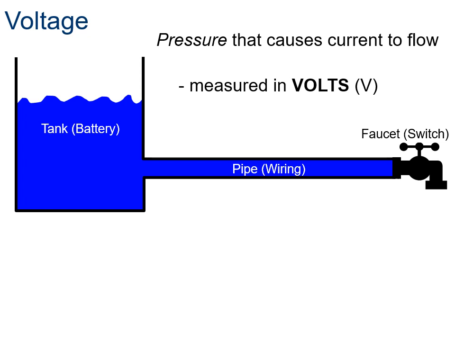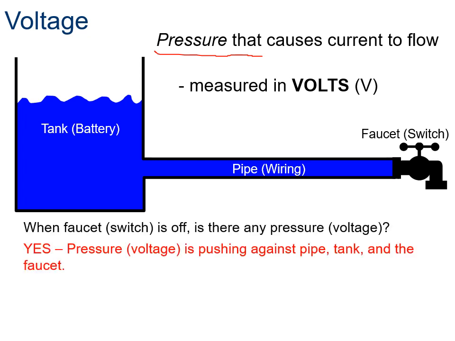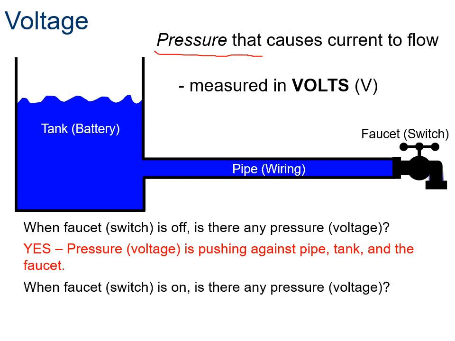Voltage is the pressure that causes current to flow. Again, we measure it in volts. When the switch is off, is there pressure? Yeah, there's pressure there because water wants to flow. The pressure is there, but it's just not ready to flow yet.